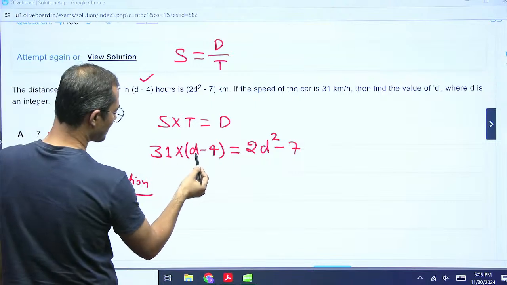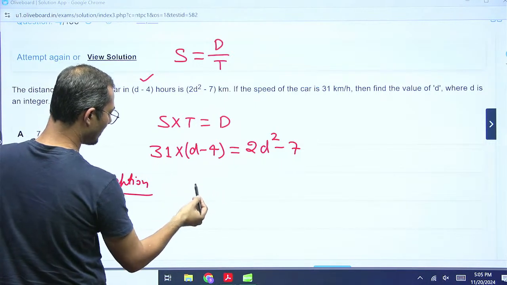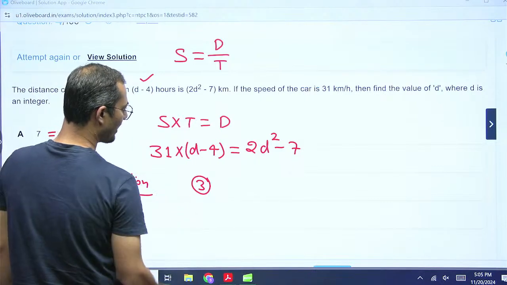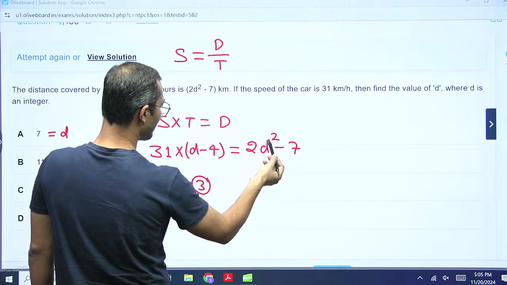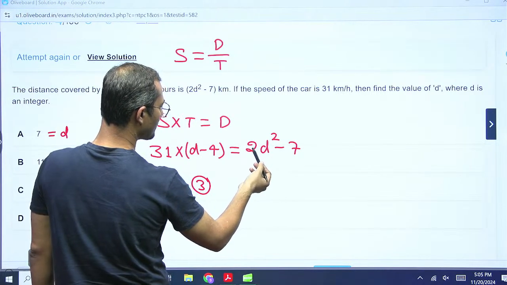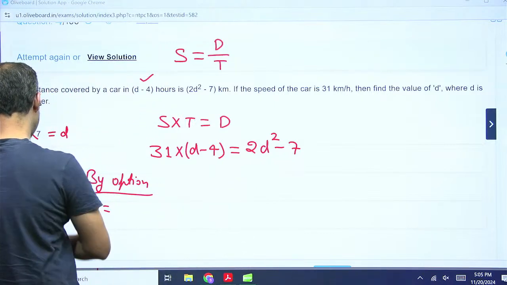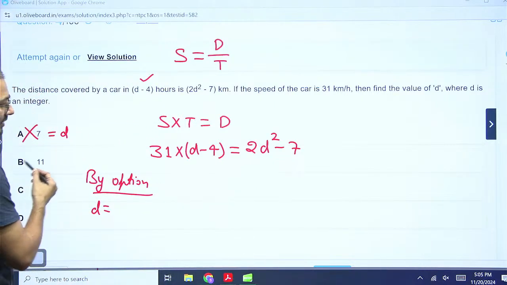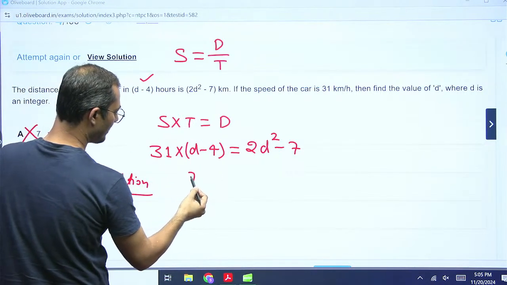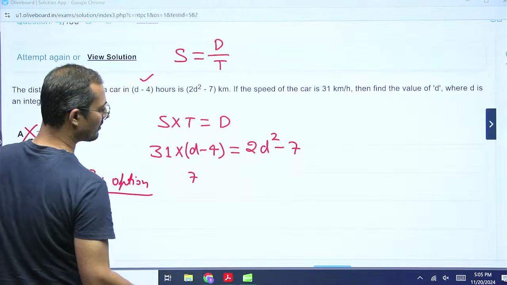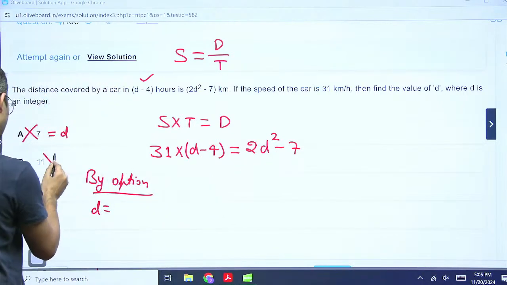If I take 7, then 7 minus 4 is 3, and 3 into 3 gives unit digit 9. On the other side, 7 square is 49, 9 into 2 is 18, 18 minus 7, so the unit digit is 1, which means the first option is not correct. If I take 11, then 11 minus 4 is 7, and 7 into 31 has unit digit 7. 11 square is 121, 1 into 2 is 2, 12 minus 7, so here we get 5. So this is not possible.